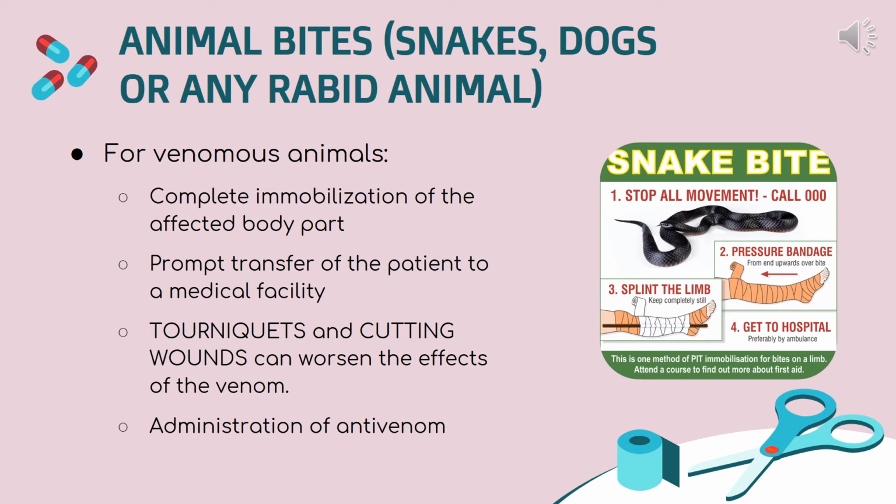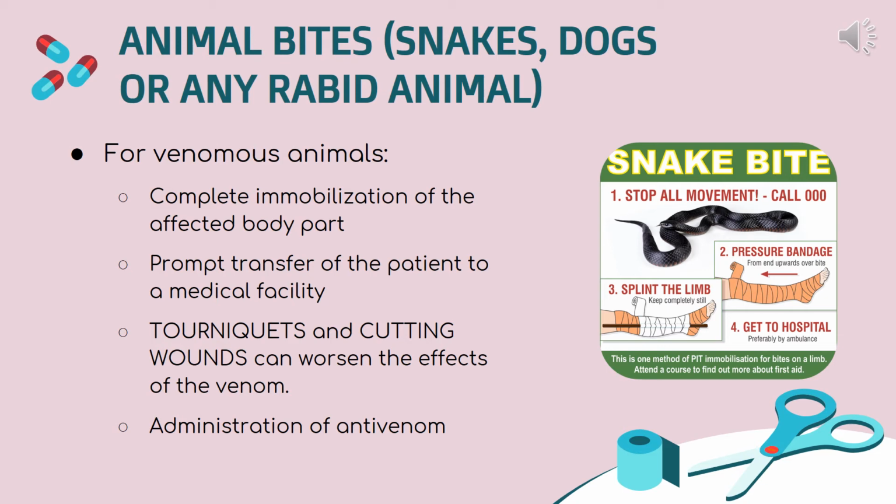So as for the treatment of bites from venomous animals such as snakes, at the time of a bite, the cornerstone of care is the complete immobilization of the affected body part. This is to prevent the faster spreading of the venom in the blood circulation. After which is the prompt transfer of the patient to a medical facility. So I've stated before in the main principles of care, it is the early medical management. So the sooner, the better.